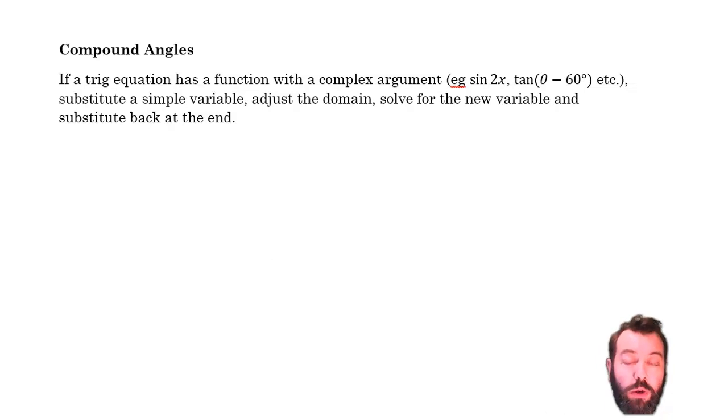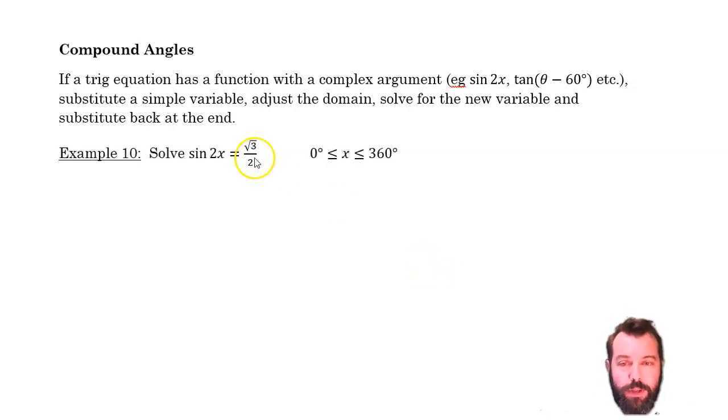Now, when you do that, there are a couple of steps to go through. Use a substitution, adjust the domain, and then make sure you do the substitution back at the end, because the solution for the substitution isn't the solution to the question. This is what I mean. So the sine of 2x is √3 on 2. First of all, sine is positive, so we must be in the first and second quadrants. I'm after solutions where x is between 0 and 360 degrees.